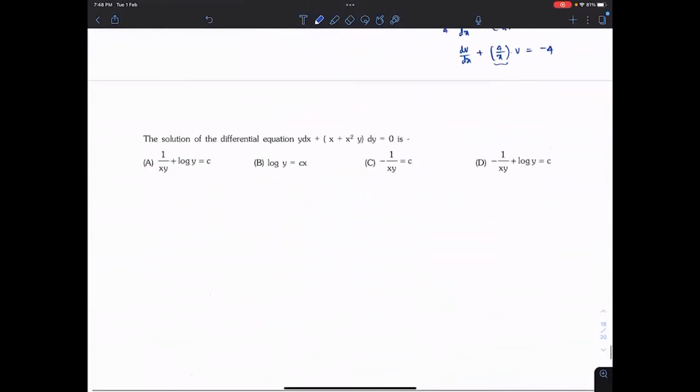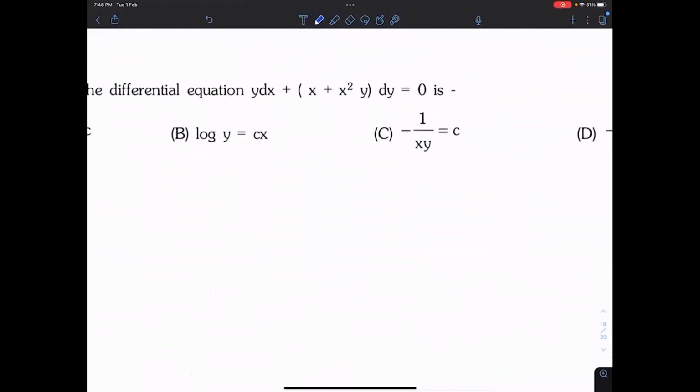You'll get the answer. Now again, if you see this question, mainly you check whether it is an LDE in x or an LDE in y. It is interesting. This is Bernoulli's in x. Why, I'll tell you.